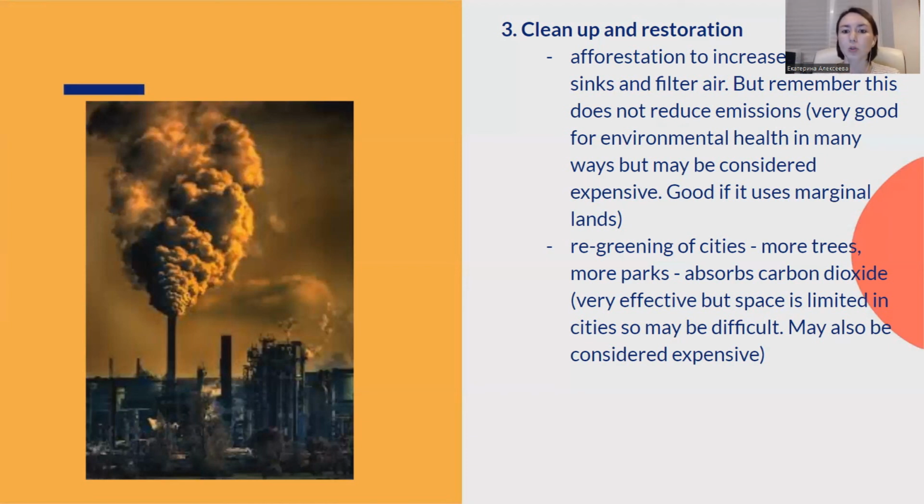And also we can use regreening of cities, more trees, more parks, they absorb carbon dioxide. And also we can grow some plants that can absorb more emissions. There can be special species of plants that can clean air in this place, and it may help to reduce air pollution.